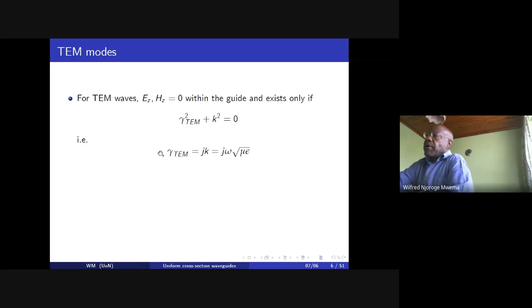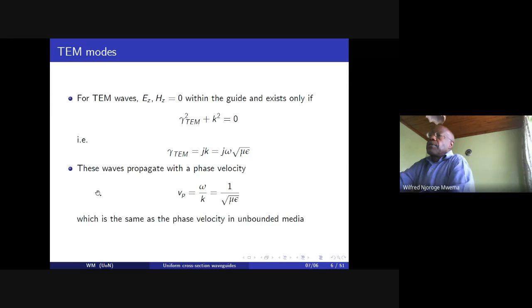In other words, gamma TEM must be equal to an imaginary k, that is j omega root mu epsilon, where mu and epsilon are assumed to be real scalars. So these waves will propagate with a phase velocity Vp given by omega divided by k, which gives a value of 1 over root mu epsilon, the same as the intrinsic phase velocity for that wave in the medium when unbounded.